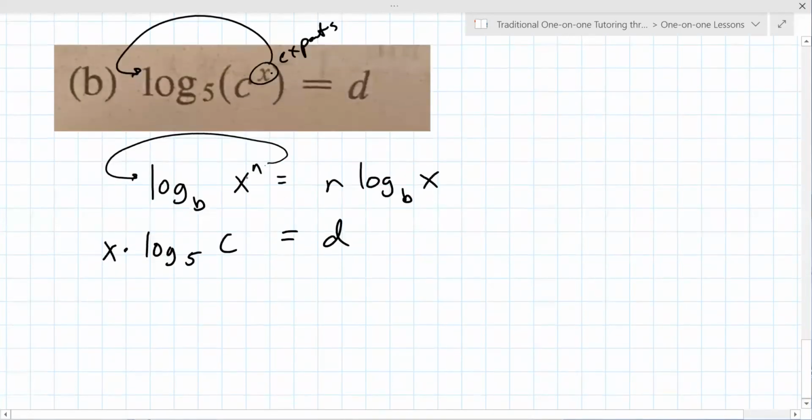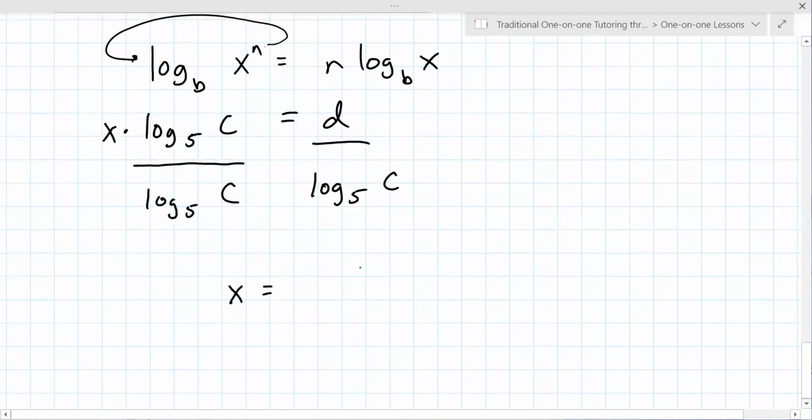Normally it's a number, like log base b of x to the 5, you bring the 5 out in front, or 4 or whatever. We're solving for x, so we're going to divide both sides by log base 5 of c. So on the right here is your final answer. I thought I may need to show you an alternative way, but I think this is the only way you can do this. So this is it here.